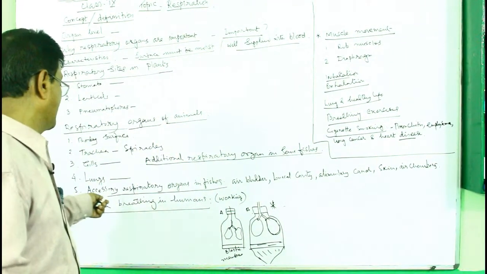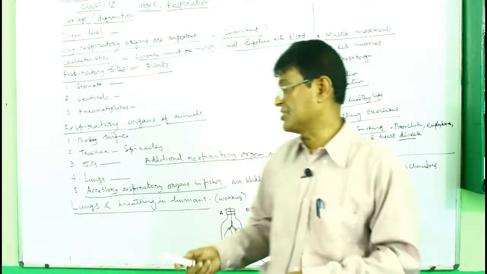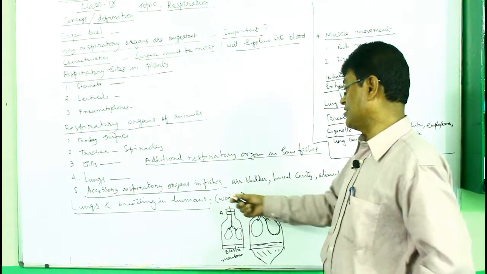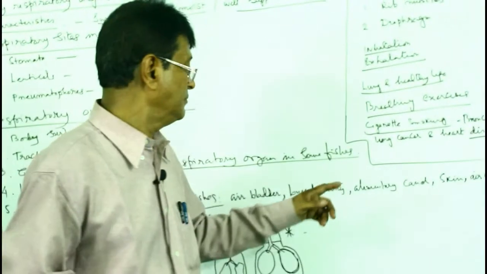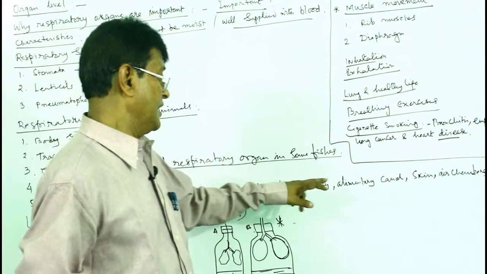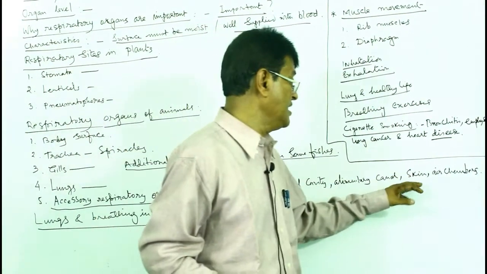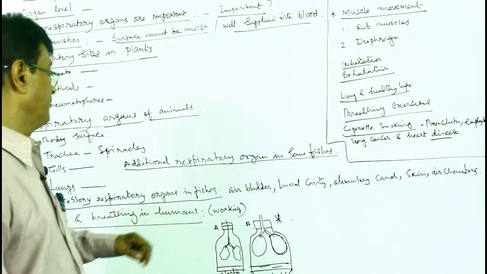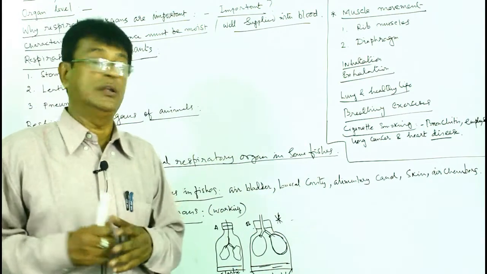Okay. Now, accessory respiratory organs in fishes, I told you, are the additional respiratory organs. The accessory organs are, number one, air bladder. Number two, buccal cavity. The alimentary canal also sometimes does the gaseous exchange. Then skin and air chambers. Now, you see, the air bladder helps in the respiration.